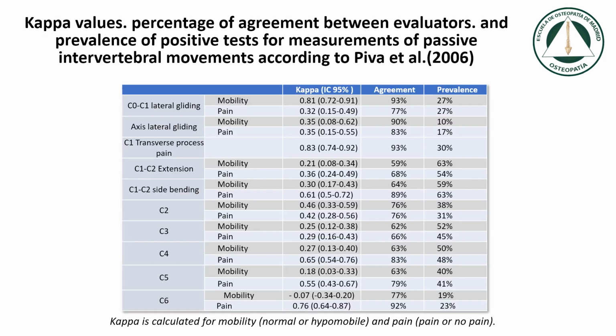In the study by Piva et al. 2006, the measurements of passive intervertebral movements had a substantial to moderate reliability in the evaluation of C0 C1 mobility. Fair kappa values were observed for C2, and none to mild for other levels.